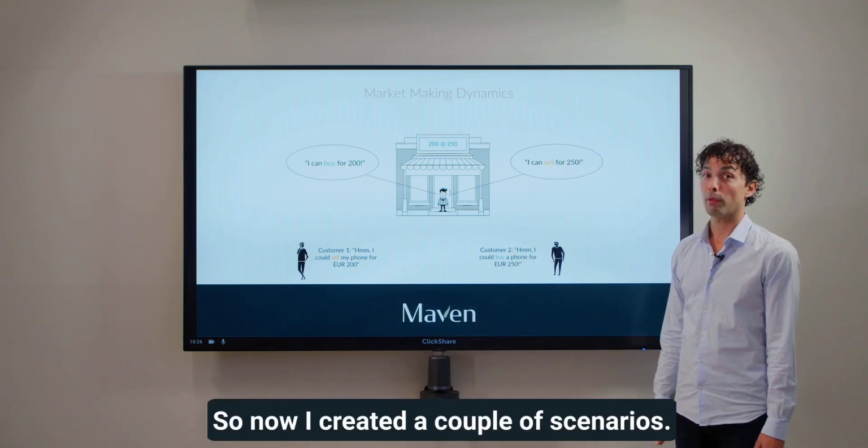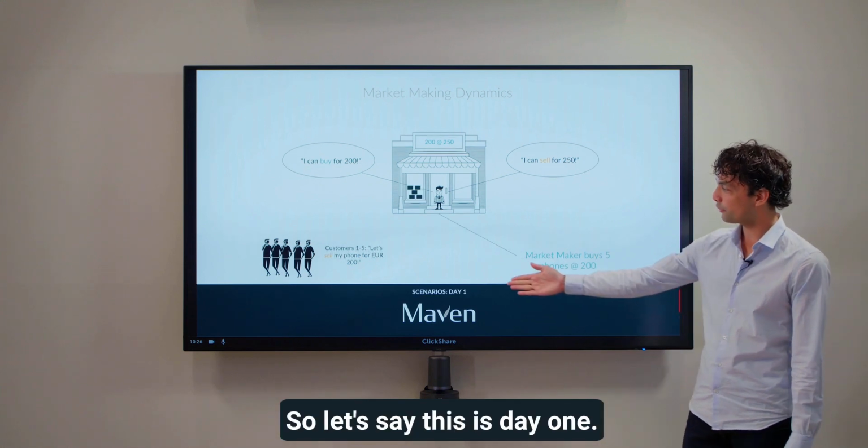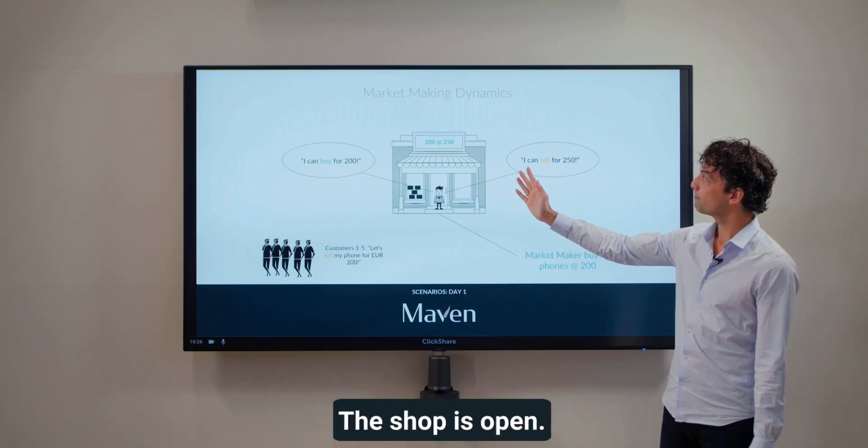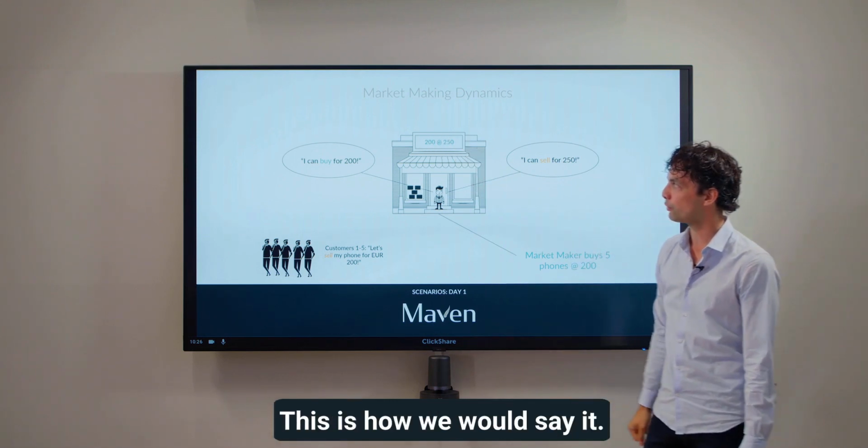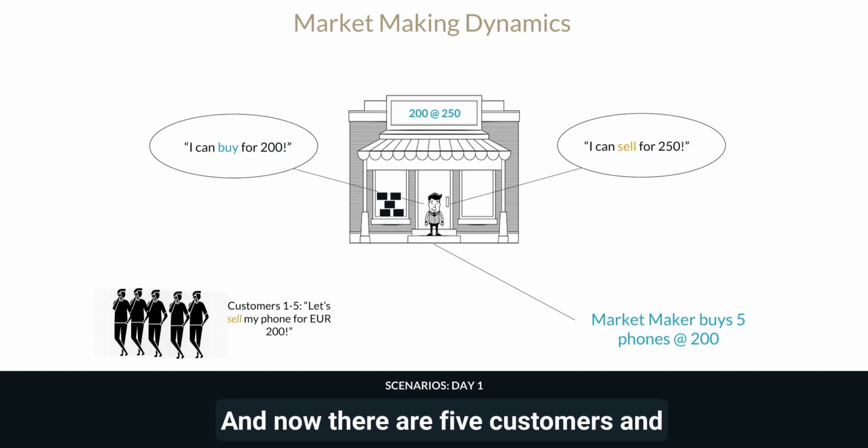So now I created a couple of scenarios. So let's say this is day 1. The shop is open. This is the market maker saying I'm 200 at 250. This is how we would say it. And now there are 5 customers and they're willing to sell their smartphones.